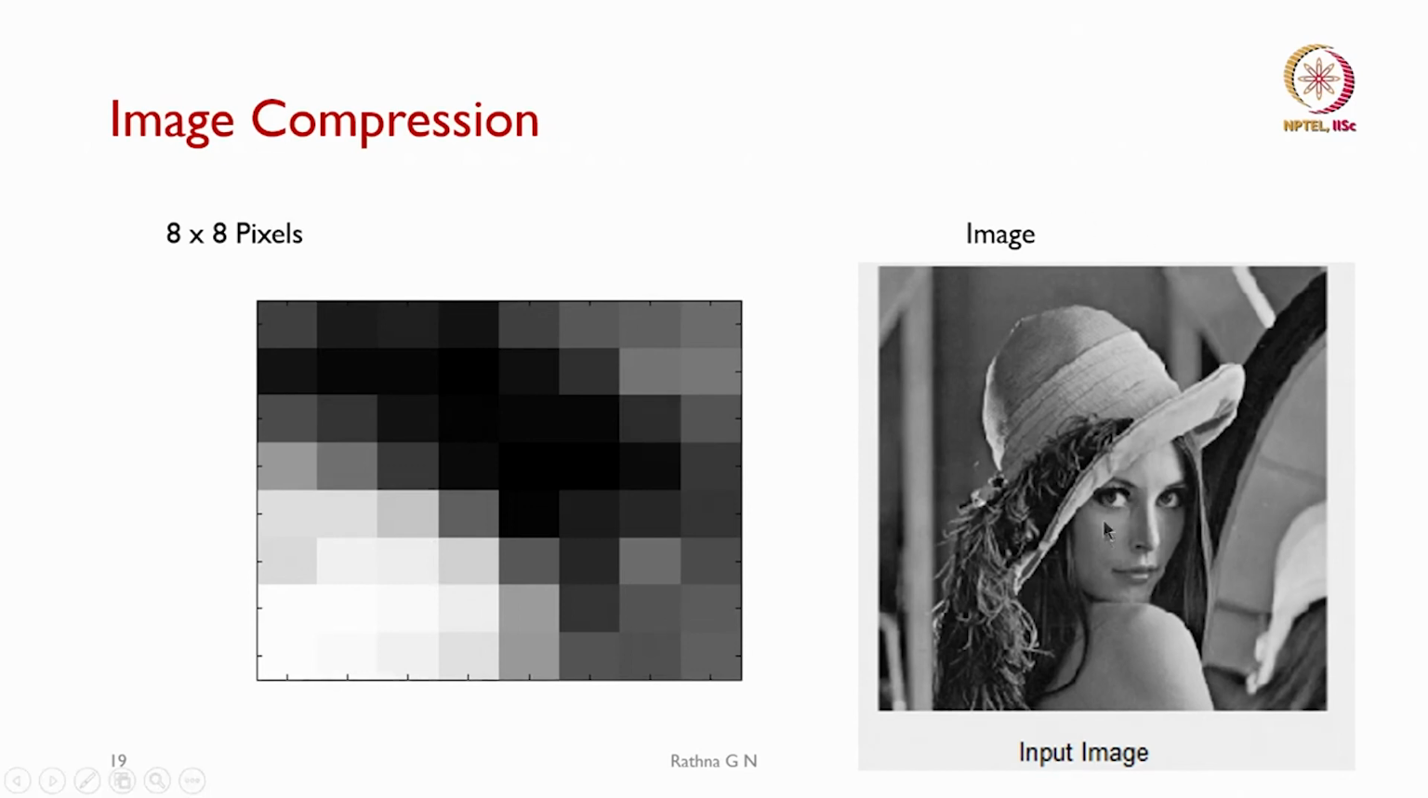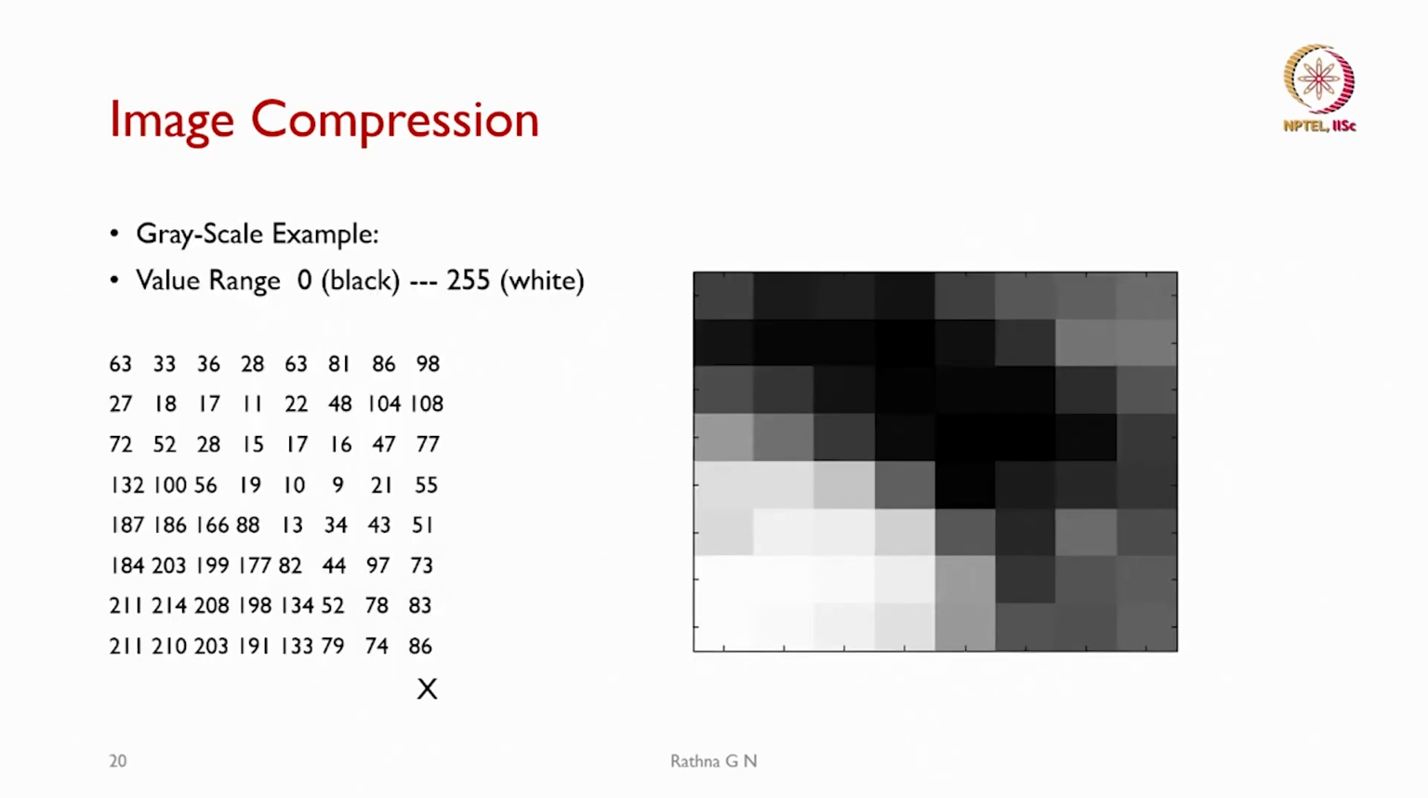All of you know that this is the input image, Lena, which is there in MATLAB. You can choose this, or download different images from anywhere and use them. So, we will see how the compression works. The first is a grayscale example. The values we represent are 0 to 255, where 0 represents black and 255 represents white, and in between values are different levels of gray.